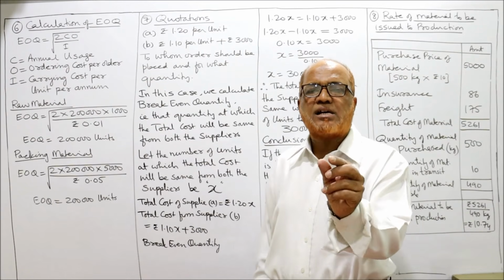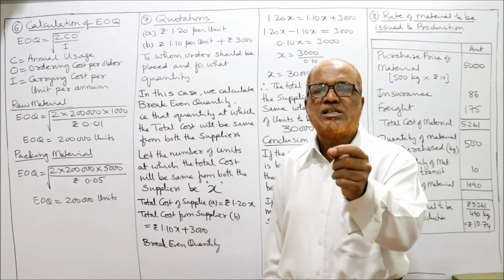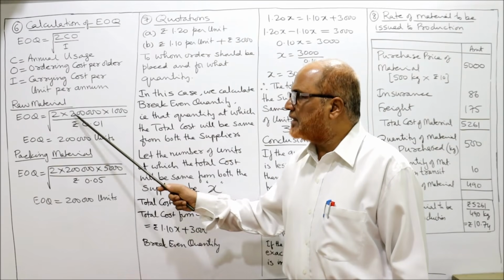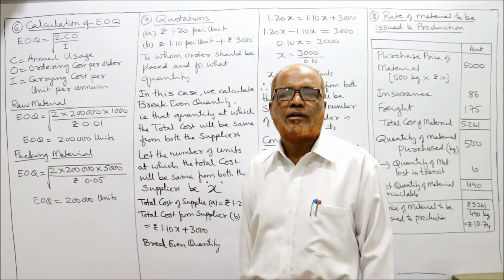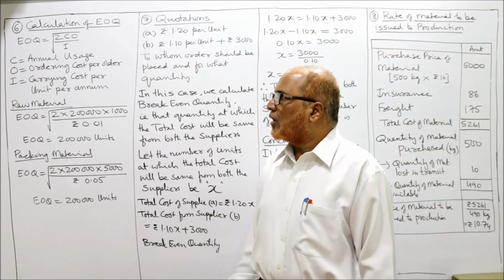Because 100 paisa is equal to 1 rupee. So 1 divided by 100 you will get 0.01. So if you multiply the numerator, divide by 0.01 under root, you are going to get 2 lakh units. So 2 lakh units is the EOQ for raw material.